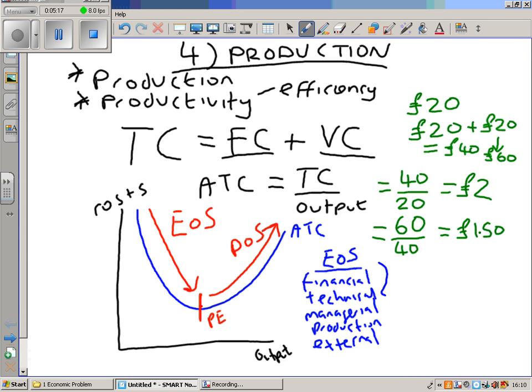These first four are what we call internal economies of scale. Things that a business can do as they increase their output to lower their average total cost. The most obvious one to get your head round, I think, is production. Here, we're looking at bulk buying.